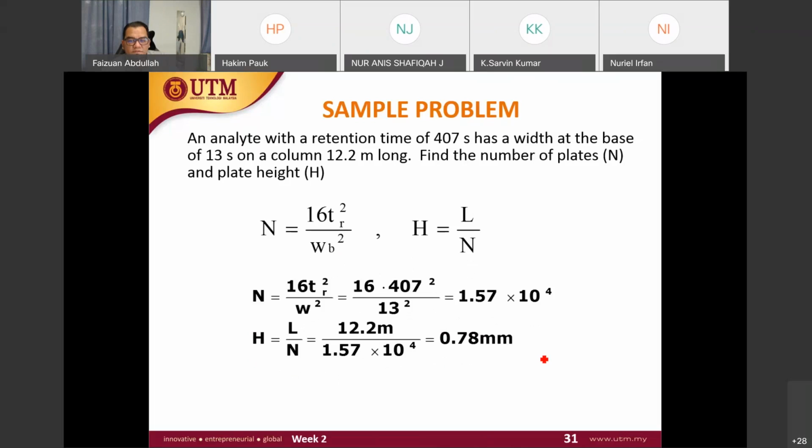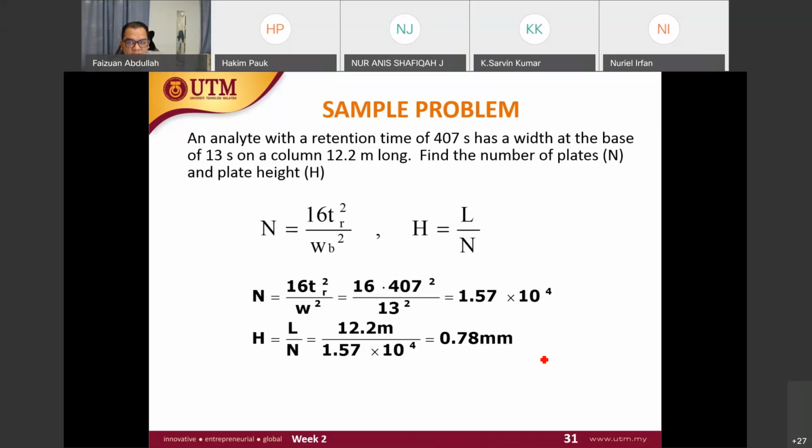So we get the N value as 1.57 times 10 to the power of 4, and the H value is 0.78 millimeter. Okay. So where does the 16 come from? Because it is from the formula, right? 16 tR squared over WB squared. So just put in the figures.